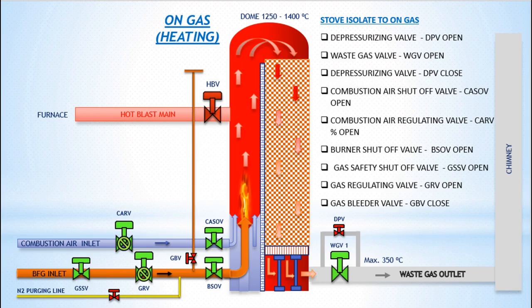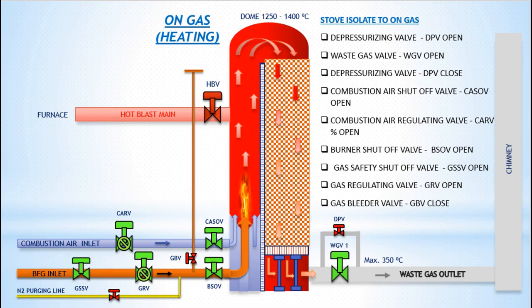Alternating cycles. Heating cycle, also known as on gas: the stove operates in the heating cycle, generating heat and storing it in the regenerator and venting flue gases. Cooling cycle, also known as on blast: the stove switches to the cooling cycle, releasing stored heat to the air blast. Cycle repeat: the cycles repeat, alternating between heating and cooling to maximize efficiency.